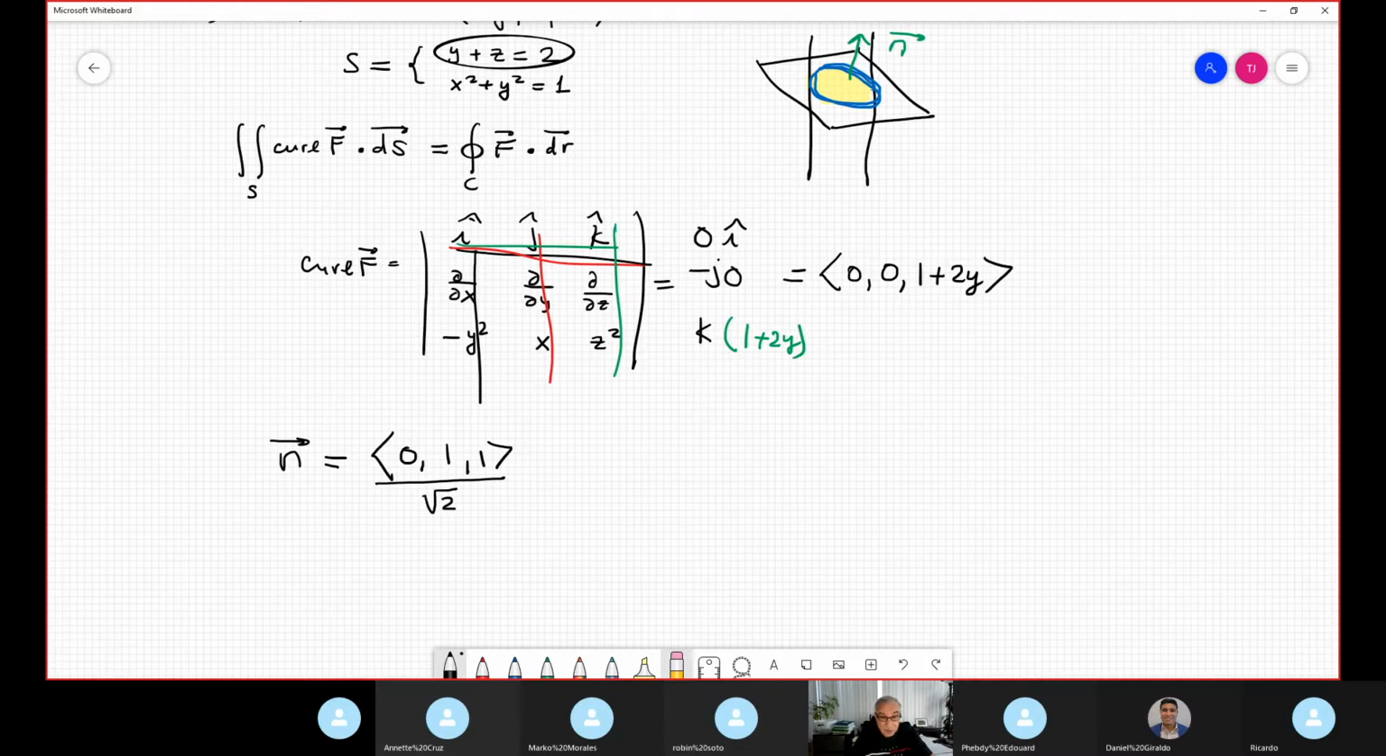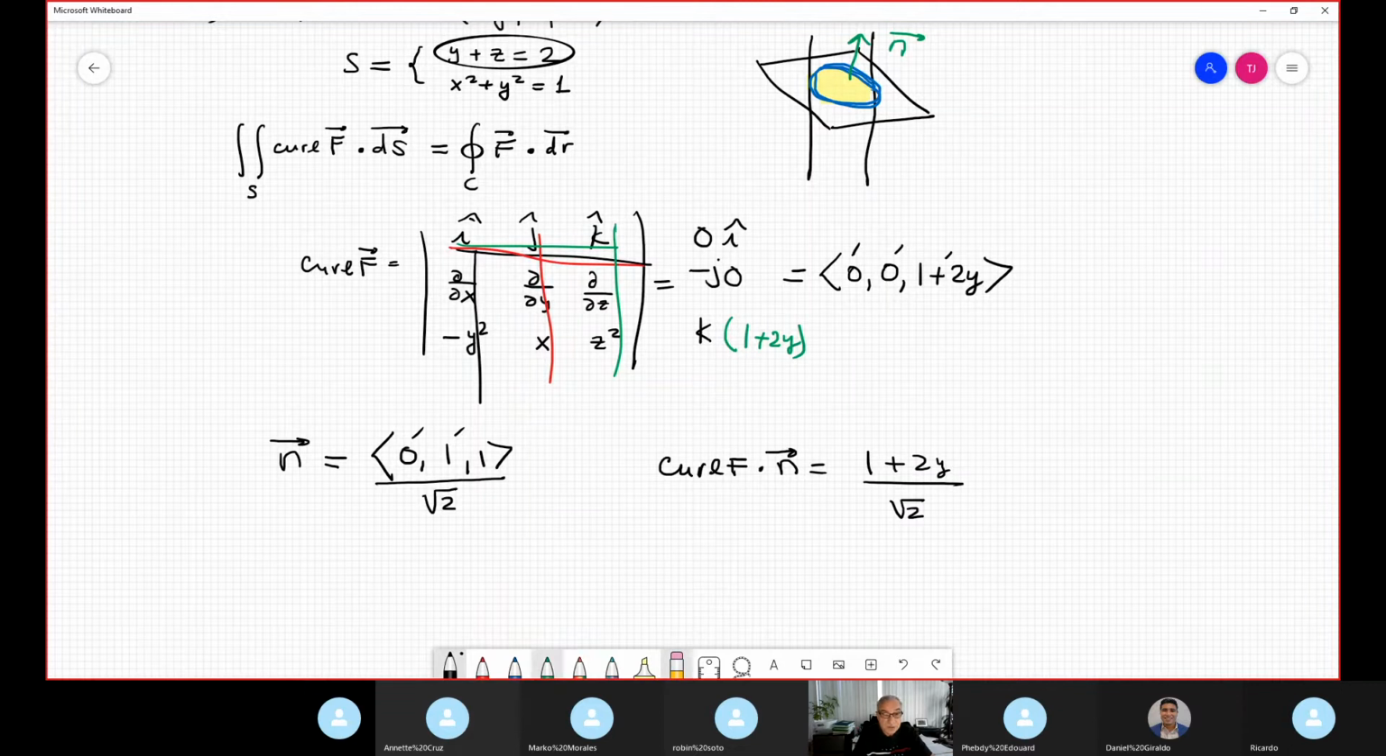Okay, perfect. So now the dot product. When you define the scalar function, you multiply the curl by that unit vector. It's one way to do it, not always exactly the same. And when you multiply, it's easy: 0 times 0 is 0, 0 times 1 is 0, and the only remaining term is 1 plus 2y times 1, which is 1 plus 2y over radical 2.